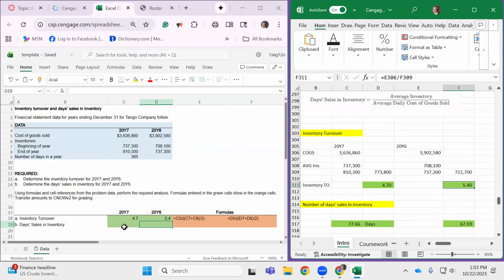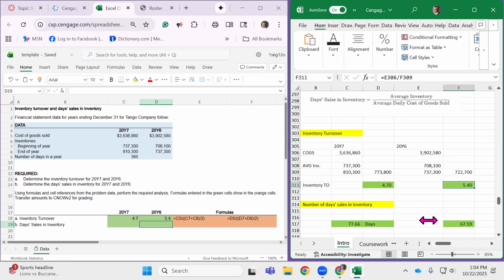And then the number of the days sales in inventory. So this is telling you how many days it is going to take to turn over that inventory. If you're turning over your inventory 4 times a year, that's 90 days. Well, we're turning it over a little more quickly than that. We turned it over faster last year than we're turning it over this year. So that might be a little unfavorable. So something's going on that we're not selling as fast.